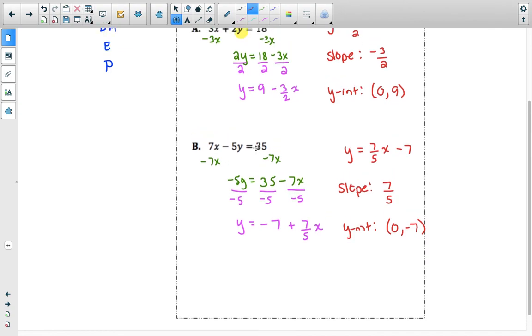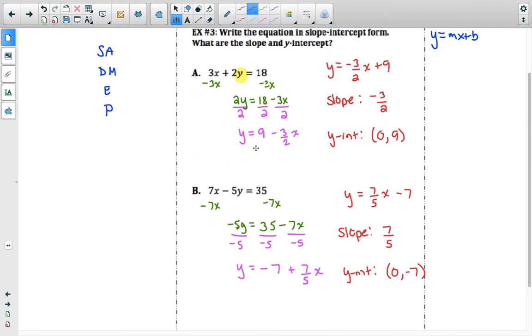This is how you convert it into slope-intercept form so that you can easily identify what the slope and the y-intercept are.